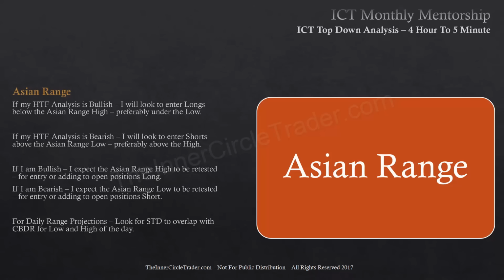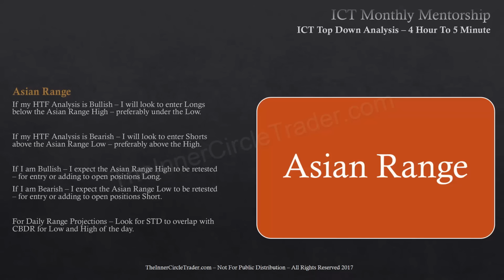If I'm bullish, the best scenario is to go long below the Asian range low. But as long as I'm below the Asian range high, I'll still take what I consider high probability longs. If I'm bearish, I preferably want to go short above the Asian range high. But as long as I'm trading short above the Asian range low, it's still defined as a high probability scenario.